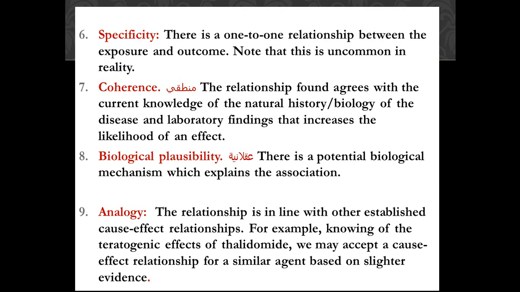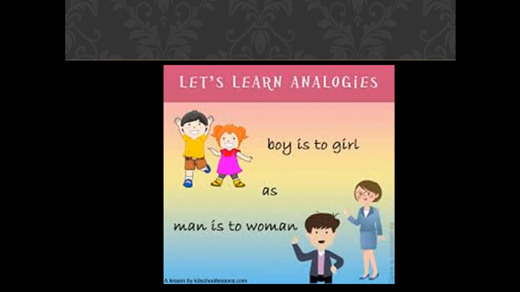Biological plausibility: there is a potential biological mechanism that explains the association. And analogy: the relationship is in line with other established cause-effect relationships. For example, knowing of the teratogenic effect of thalidomide, we may accept a cause-effect relationship for a similar agent based on slighter evidence. And here, to know something about the analog, boys is to girls as man is to women.